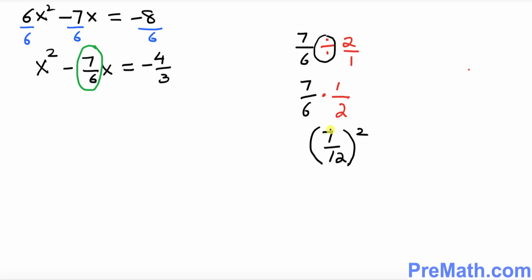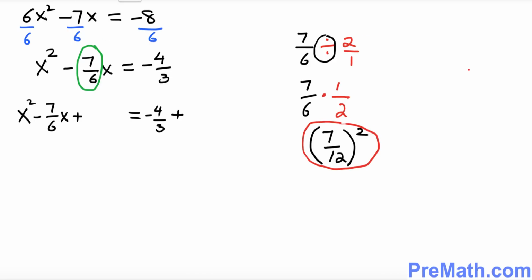Now you must square this number. This is the number that we're going to add on both sides. So always make sure this is the number that we add on both sides. Let's put it down: x squared minus 7 over 6x plus -4 over 3 plus this number we're going to add, which is 7 over 12 squared, and 7 over 12 squared on the other side.